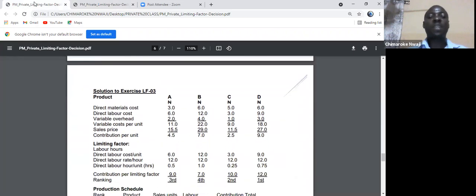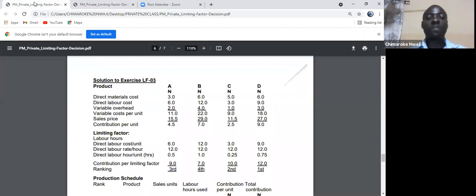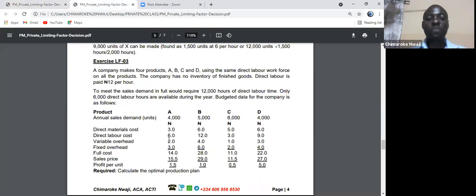The 6 steps says compute the contribution per unit. It was not given to us. So how do we get it? We need to extract all the variable costs. We have direct material costs, direct labor costs, variable overhead costs. These were given in the question, so you pick them as they are. Don't pick the fixed production costs.